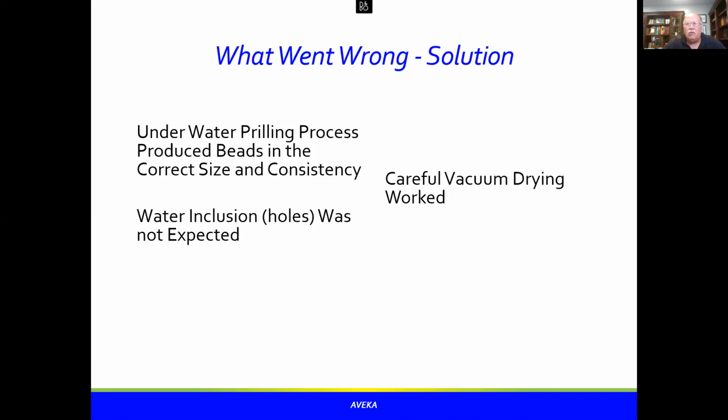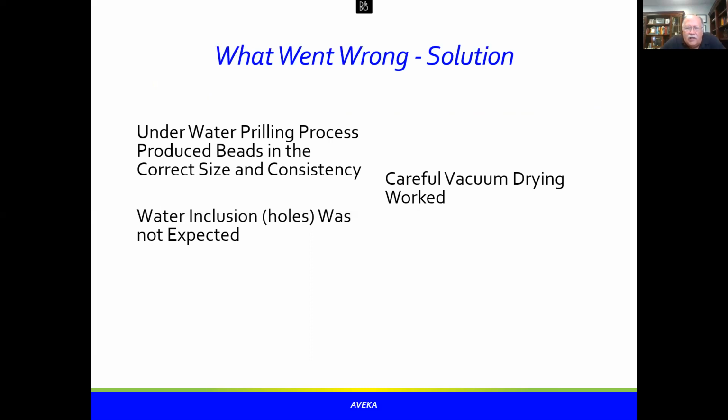But what we found out is that by doing careful vacuum drying, we could actually get the water to come out of there, and we could actually get this process to work. So even when you have a great idea, we should always be prepared for that, oh my God, what am I going to do now? Because you never know what to expect. So these are the examples that I have.